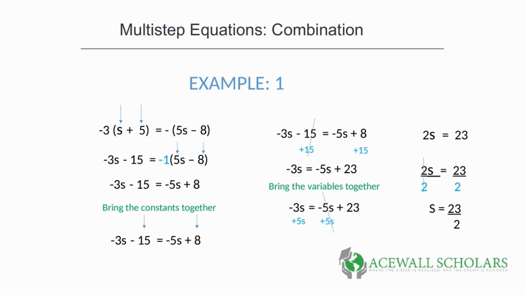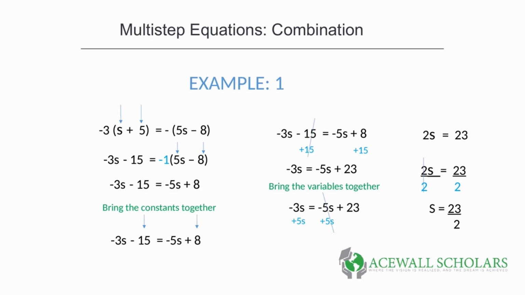From here, I'm going to bring my constants together. Now, if you decided to bring your variables together first, that's fine, but I'm going to bring my constants together. My constants are the negative 15 and the 8. So I'm going to move my negative 15 to the other side of the equation. So I'm going to add 15 on both sides. And that gives me negative 3s equals negative 5s plus 23 because 8 plus 15 is 23.